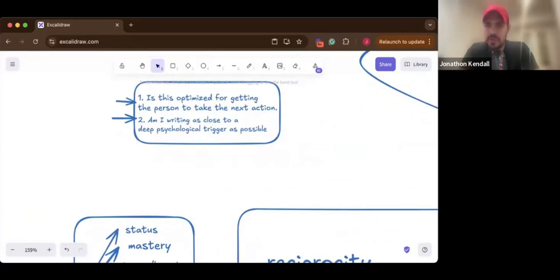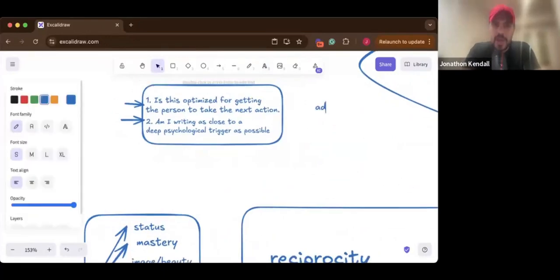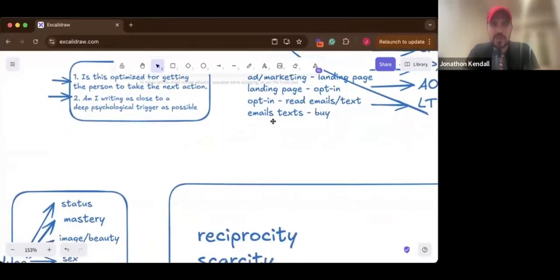Jonathan, can you put an outline for the typical journey of the funnel? I have a class on funnels as well. It's essentially like the ad or marketing is to get them to go to the landing page or the website. And then the landing page, the goal is to get them to opt in. And then the opt-in is to get them to read emails and texts. And then the emails and texts eventually get them to buy. That's a very simple, dumbed down version, but I can get much more advanced.